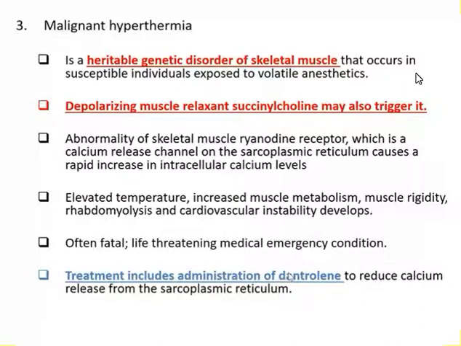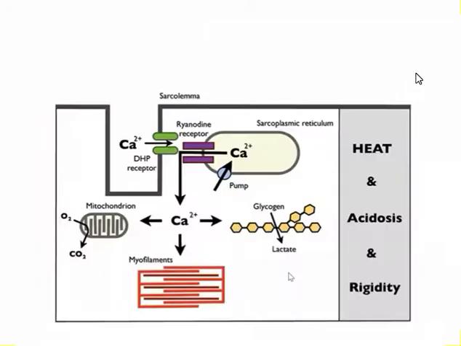This is again represented in the figure here. It is mainly seen in a susceptible group of individuals, where it is genetic and heritable, not seen in every individual. You can see the ryanodine receptor in the sarcoplasmic reticulum here. In genetically abnormal individuals, there will be an abnormality in these ryanodine receptors, which will result in abnormal release, with no control of the release of calcium into the cell.